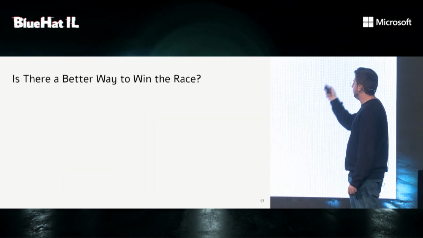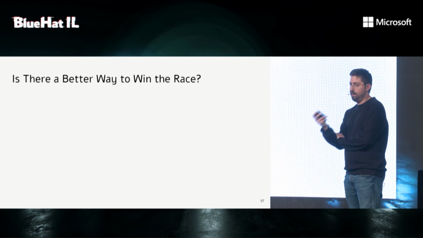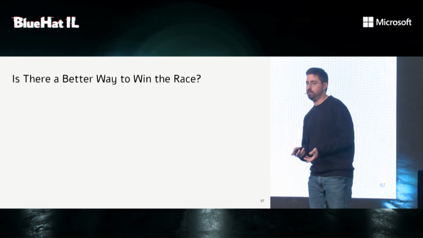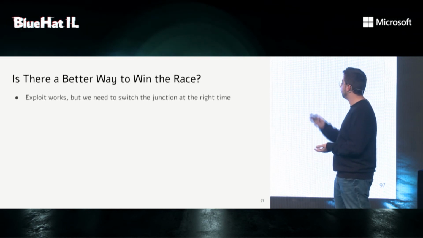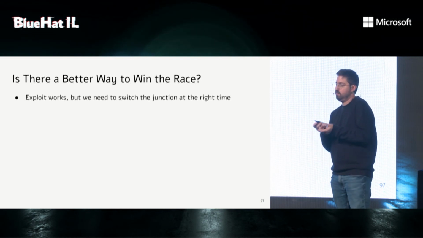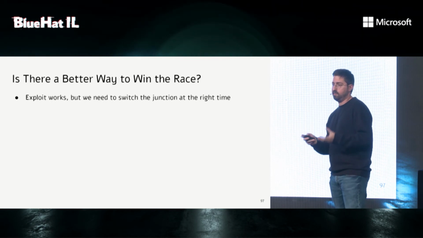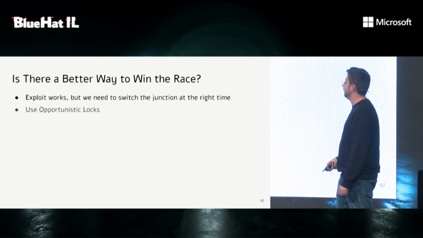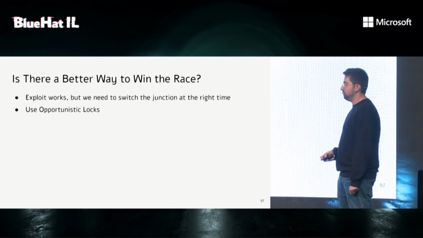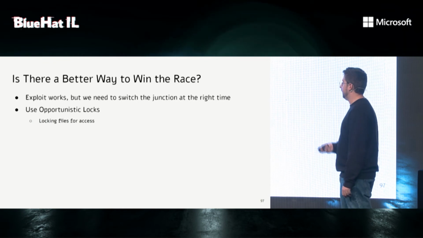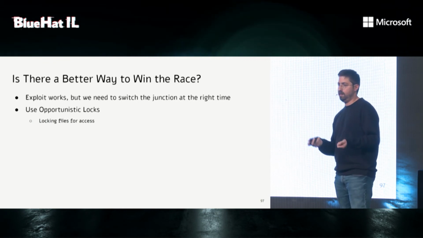Now, still, this is quite a hard race condition. Is there a better way to win this race condition? We need to know when to switch the junction. Basically, what's the right time to switch the junction? The exploit still works despite that, but I wanted to write a better exploit. So I used a feature of Windows that's called opportunistic locks, or oplocks. And this is a very cool feature of NTFS that allows you to lock files for access.